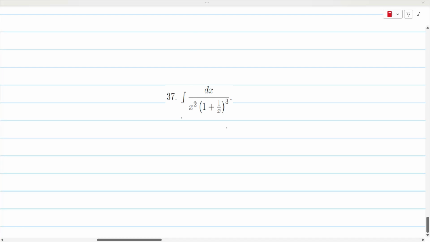Problem 37, evaluate the integral dx all over x squared into 1 plus 1 all over x exponent 3.